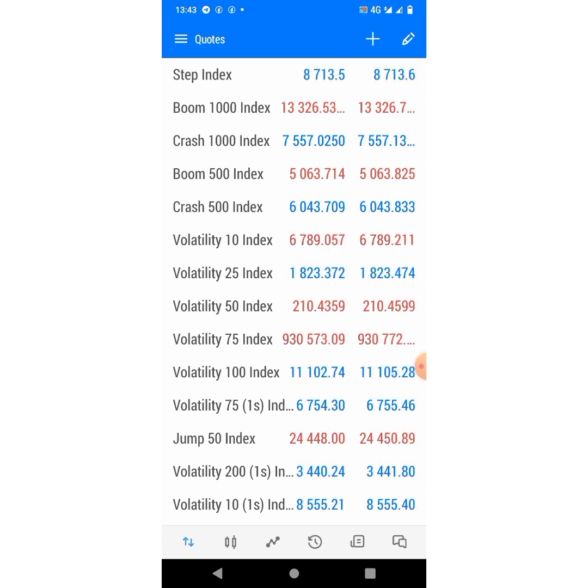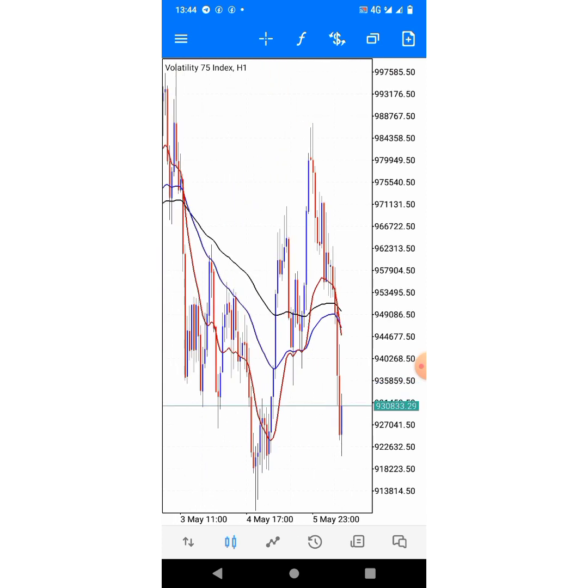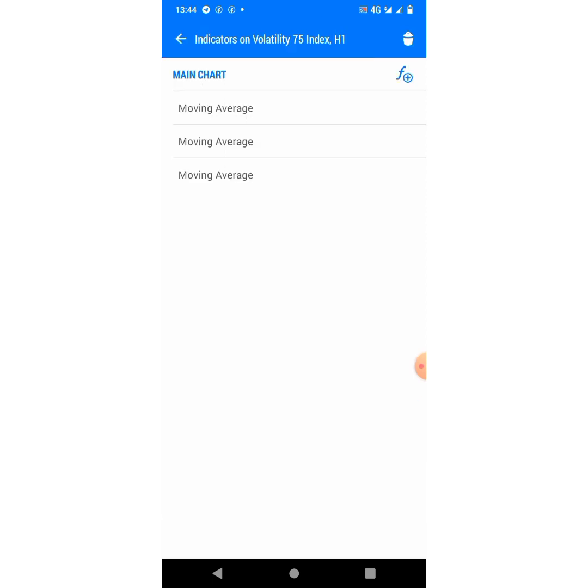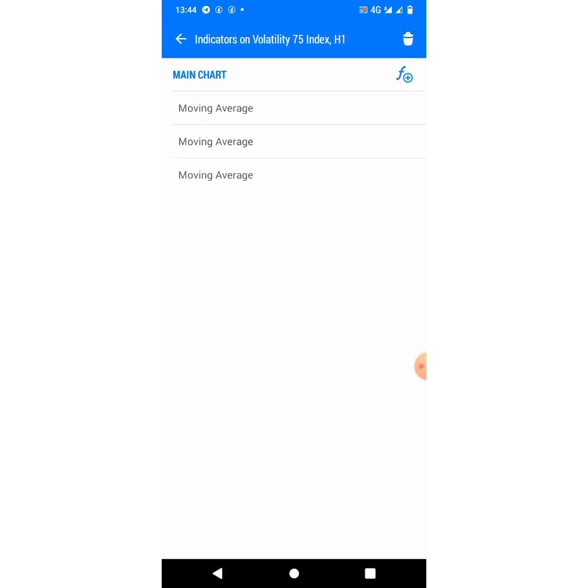Before I show you how the strategy actually works, let me go ahead and give you the settings for this strategy, guys. We have 3 moving averages. The first one is period 100, shift 0, method exponential, apply to low, style is 3 pixel, color black. When you're done, you click on done.